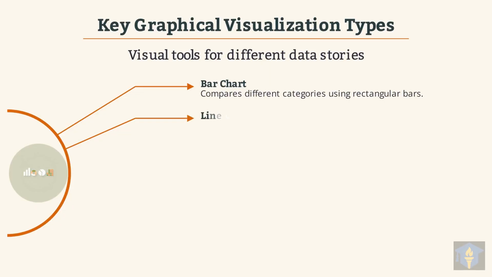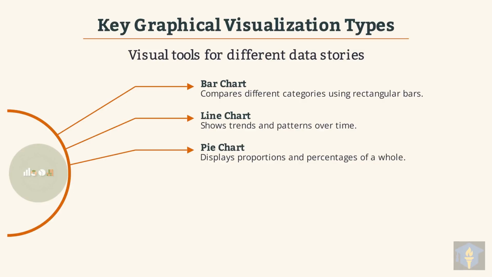Next, the line chart is particularly useful for visualizing how data changes over a period of time. Line charts are perfect for illustrating trends and patterns, helping us observe changes and growth over time. The pie chart is a familiar visualization that effectively displays proportions and percentages of a whole. Pie charts visually represent how each segment contributes to the overall total, showing parts of a whole.